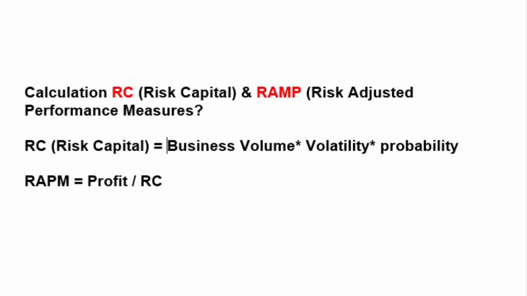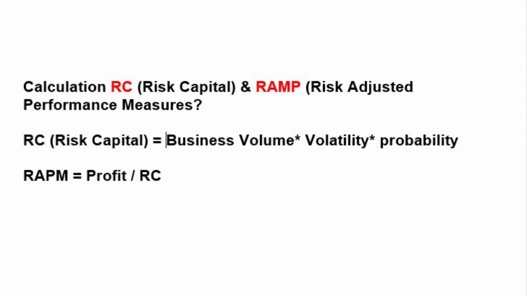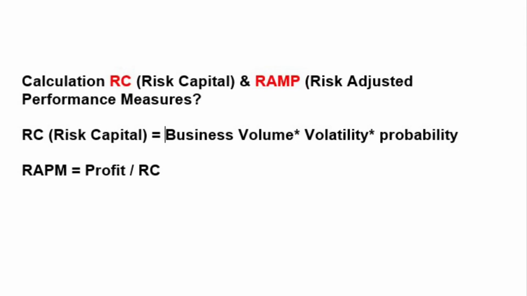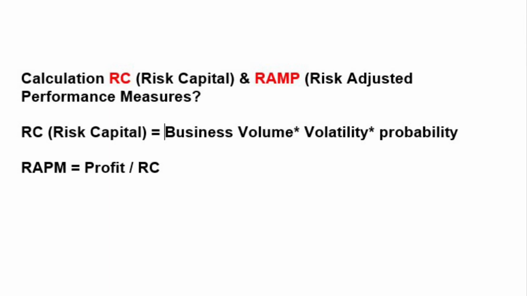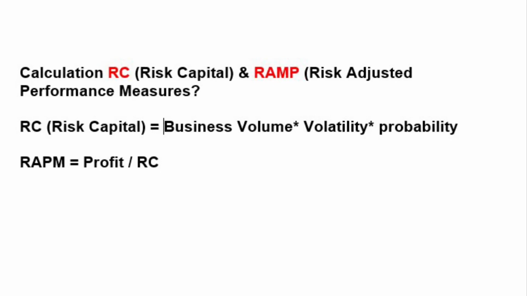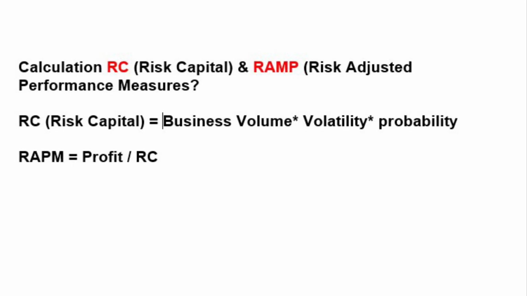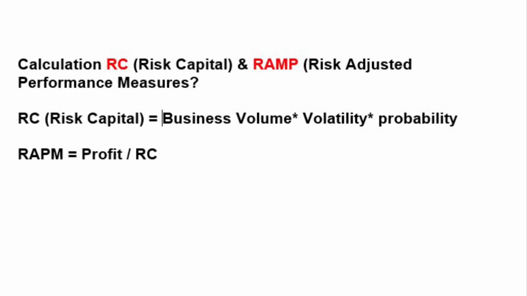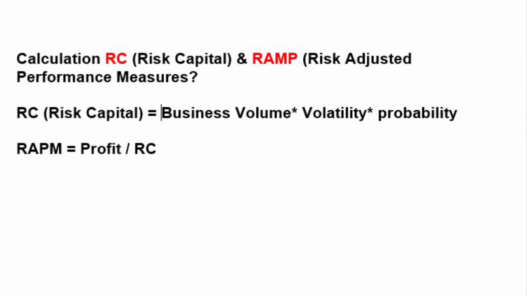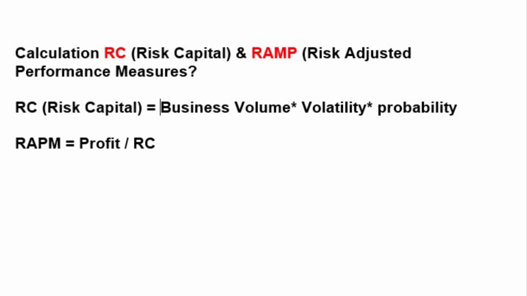So here the risk capital means business volume into volatility into probability. Business volume means the capital required for that business, that is the business value. Volatility is nothing but standard deviation. Remember, in the previous examination, July 2022, he asked to calculate the standard deviation, and he asked what is the volatility. Volatility is nothing but standard deviation. Remember, standard deviation, not variance. Next, probability. We have to multiply with probability to get the risk capital. This is the formula for risk capital.